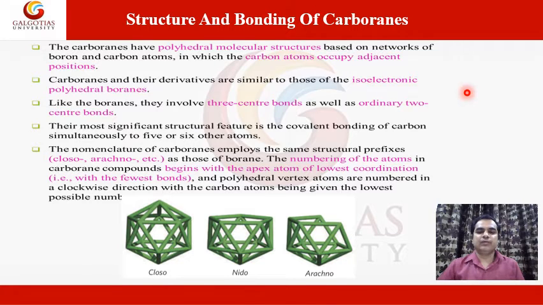Like the boranes, which are mainly composed of boron and hydrogen only, they involve three-centered bonds as well as two-centered bonds. That means they have three-centered two-electron bonds, which we discussed in the previous slide, where one electron is from boron, that is sp3, one electron from the 1s of hydrogen, and one electron is from another boron atom. Similarly, an ordinary two-electron bond means one electron is from boron and one electron is from the hydrogen orbital.